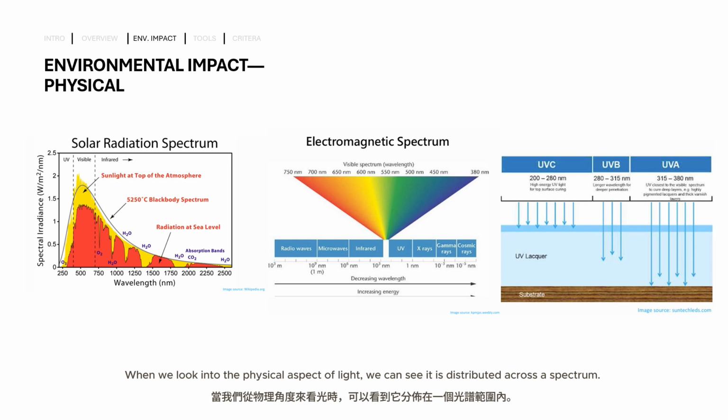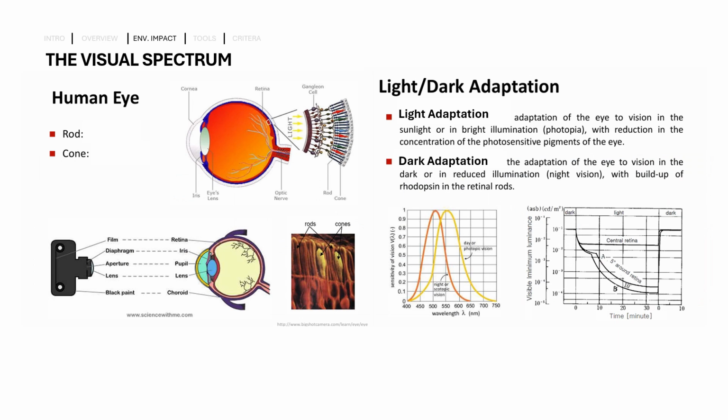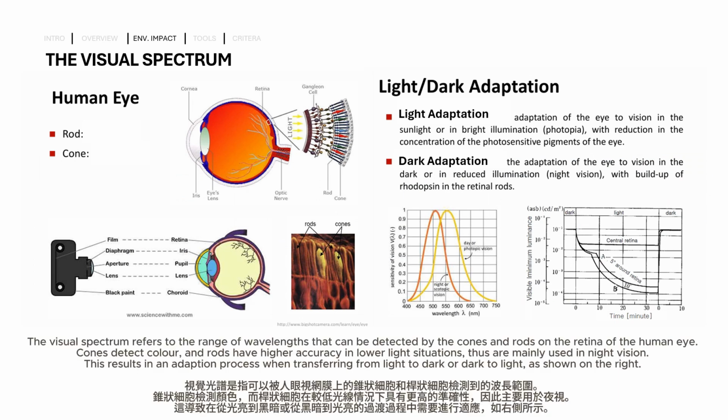When we look into the physical aspect of light, we can see it is distributed across a spectrum. Different wavelengths and frequencies have different properties and thus are used in different scenarios. The visual spectrum refers to the range of wavelengths that can be detected by the cones and rods on the retina of the human eye. Cone cells detect color, and rods have higher accuracy in lower light situations, thus are mainly used in night vision.